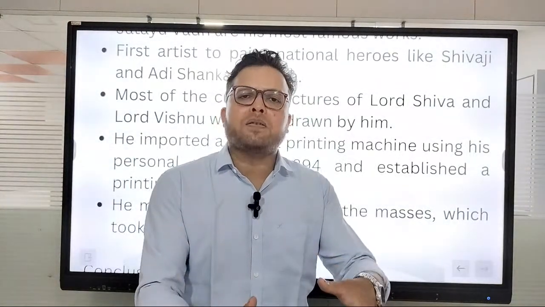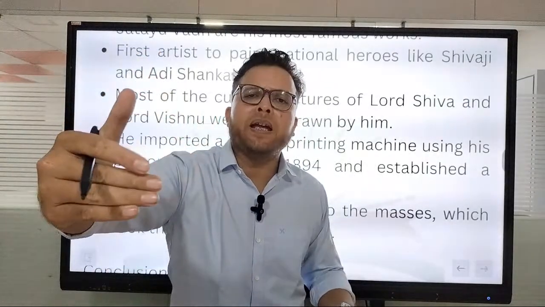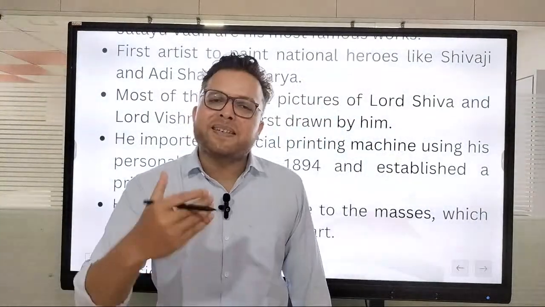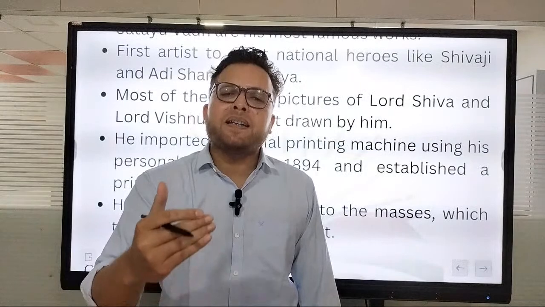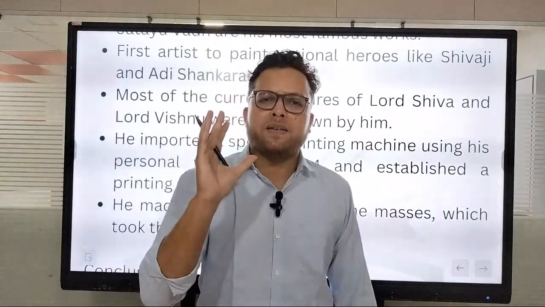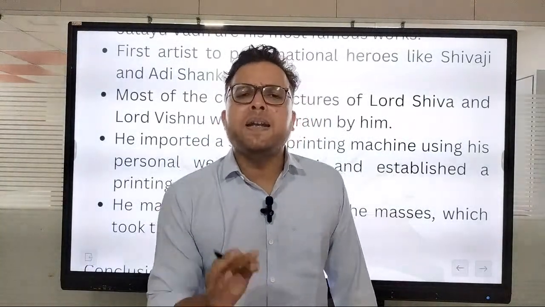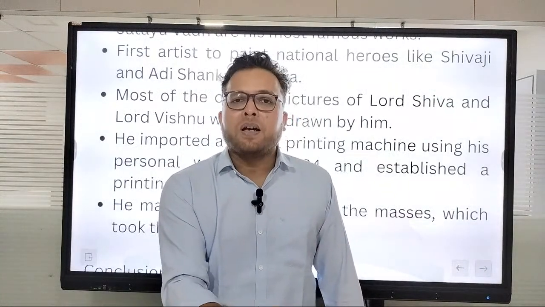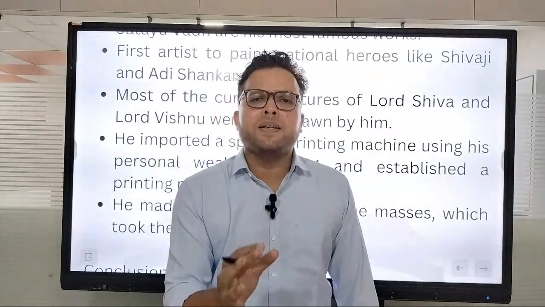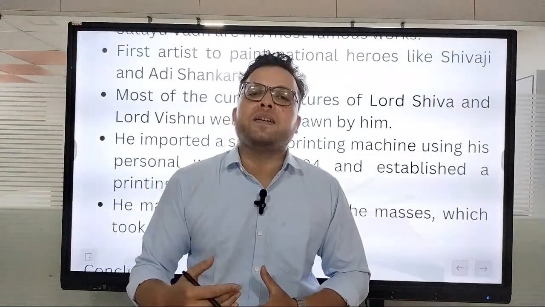He established a printing press in Bombay and started printing copies of his works and selling them at a very cheap price, at a throwaway price, at just one anna. What did this lead to? It made his work available to the masses, and slowly and steadily it also took the form of calendar art.